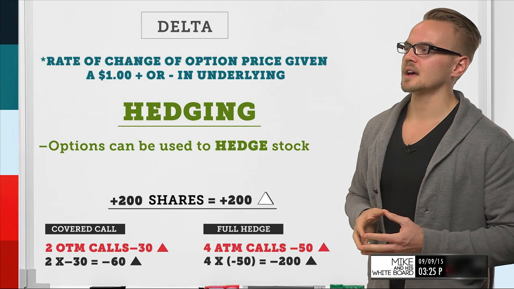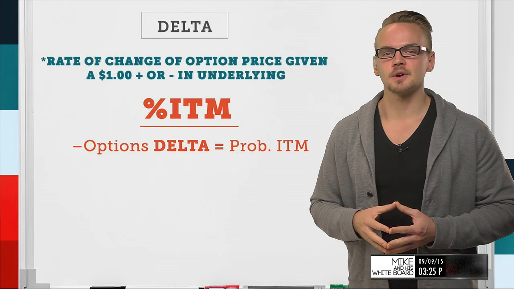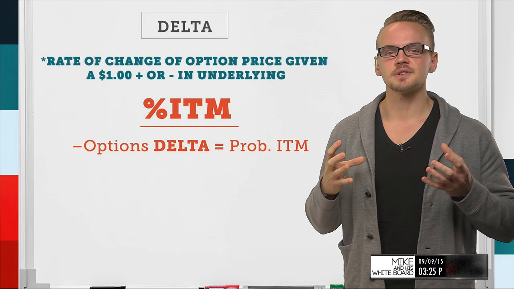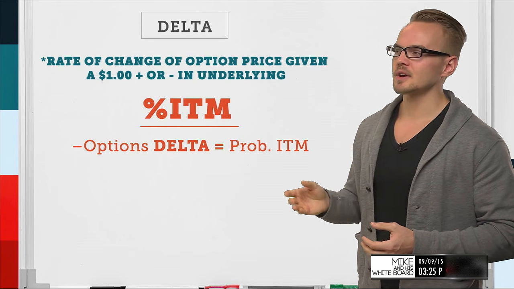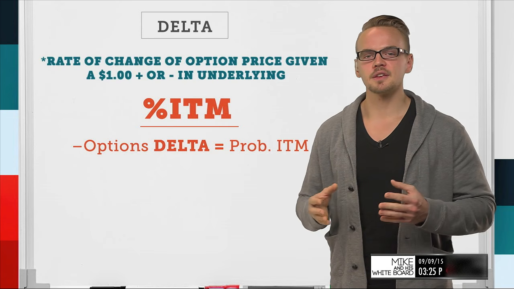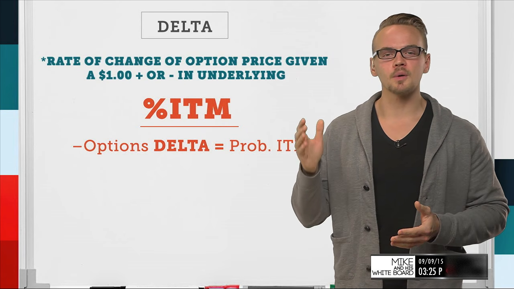So let's take a look at another thing we can use delta for, and that's going to be percent in the money. So this is a really quick way to determine what your percentage of being in the money is. So if you look at an option chain, on Thinkorswim or Dough, you can change the columns to show you delta or probability in the money.